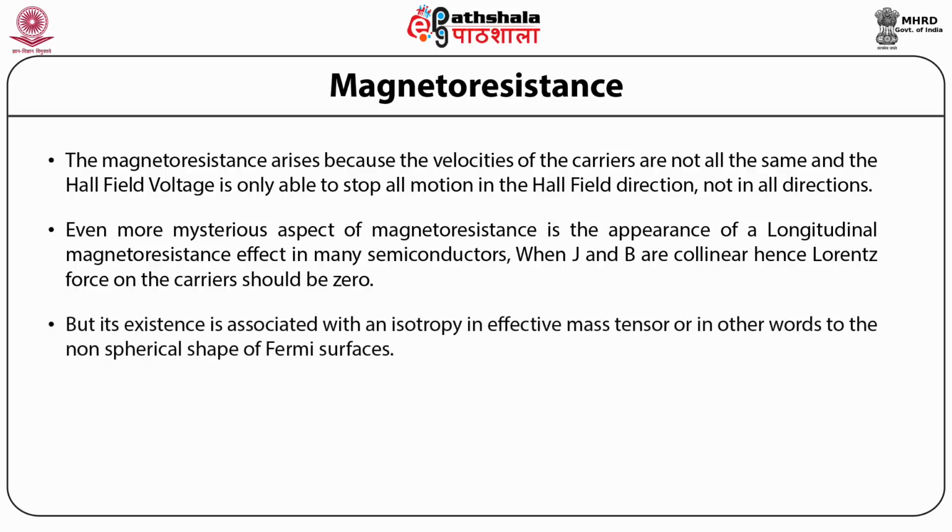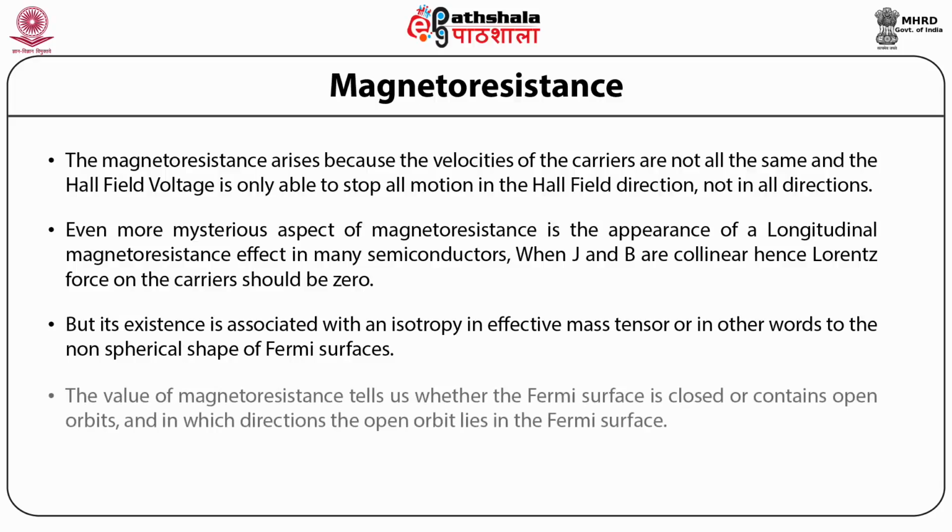But its existence is associated with anisotropy in the effective mass tensor, or in other words, the non-spherical shape of Fermi surfaces. For non-spherical surfaces, we observe the longitudinal magnetoresistance effect. The value of magnetoresistance tells us whether the Fermi surface is closed or contains open orbits, and in which direction the open orbit lies in the Fermi surface. So this phenomenon is very important in order to know the nature of the Fermi surface.